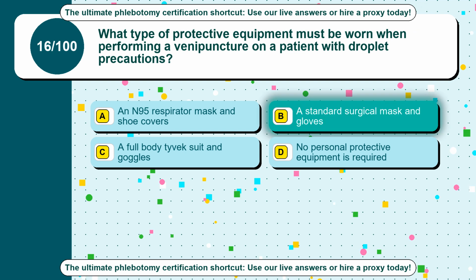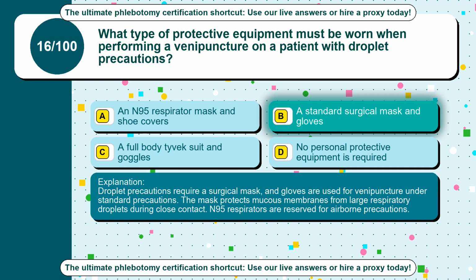The correct answer is option B, a standard surgical mask and gloves. Droplet precautions require a surgical mask, and gloves are used for venipuncture under standard precautions. The mask protects mucous membranes from large respiratory droplets during close contact. N95 respirators are reserved for airborne precautions.